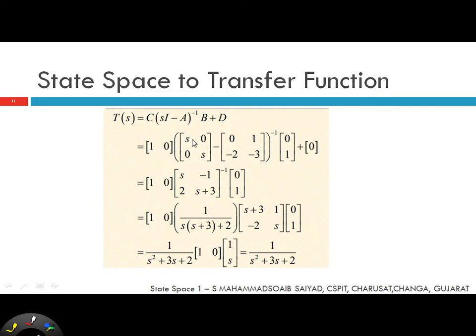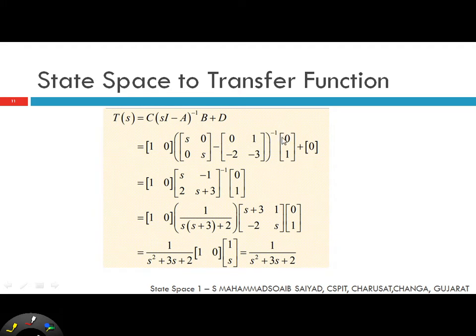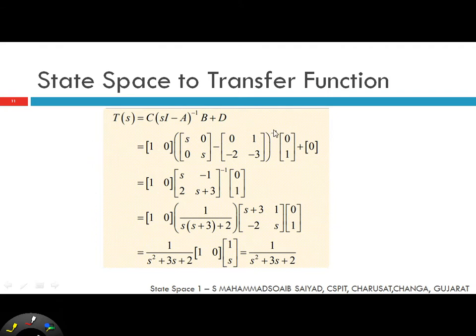So I am multiplying [sI] minus A matrix, which I have taken from over here. Okay, so (sI minus A) inverse into B matrix is nothing but this matrix, plus D, which is nothing but the null matrix, so you can avoid it. First I have to subtract these two matrices. So s minus 0 is s, 0 minus 1 is minus 1, 0 minus minus 2 is plus 2, s minus minus 3 is s plus 3. I have to take the inverse of this.